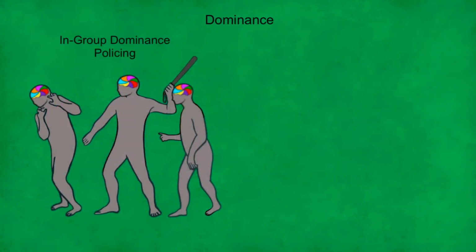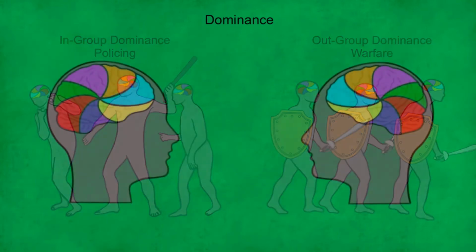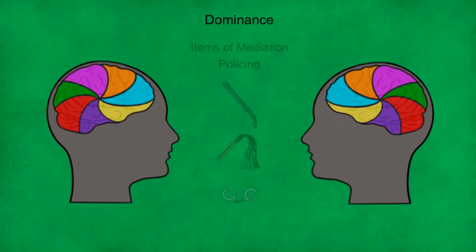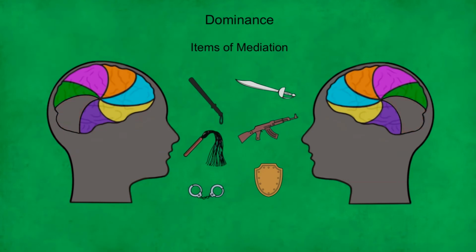Firstly, those characteristic of the in-group dominance of policing. And secondly, those characteristic of the out-group dominance of warfare. In the case of the in-group dominance of policing, we see the creation of such items of mediation as batons, whipping lashes, handcuffs, and so on. And in the case of the out-group dominance of warfare, we see the ongoing creation of items of mediation, such as weapons and shields, of all forms and types. Collectively then, these items of mediation stimulate the common neurochemical processes of dominance of all humans.